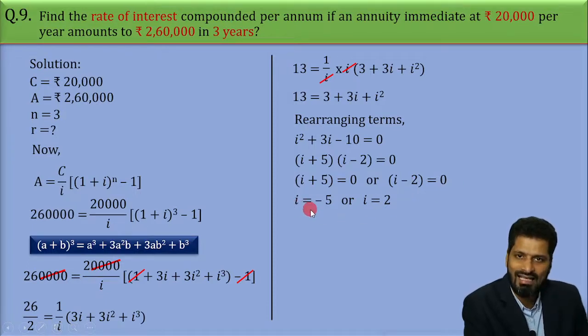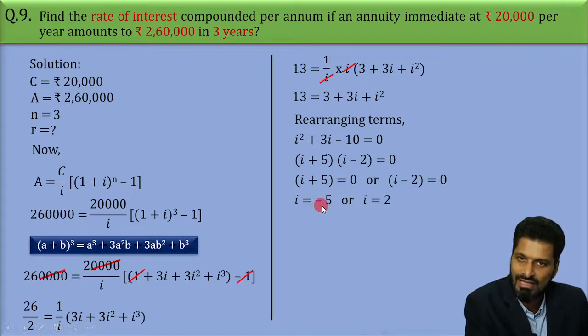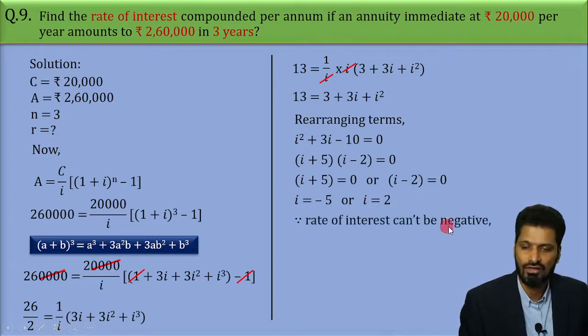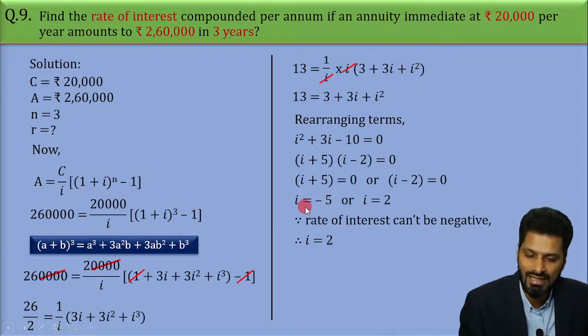But I cannot be negative since it is the rate of interest, right? So I equals minus 5 is not possible. So we are only left with I equals 2. Since the rate of interest can't be negative, I will only be 2. This value has been discarded.